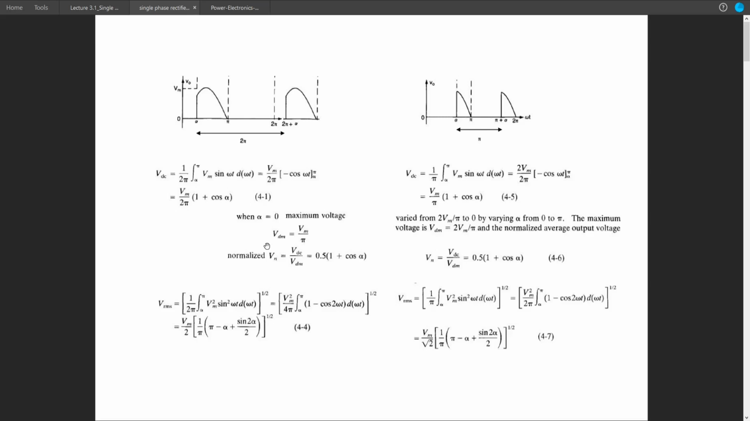If alpha equals 0, we will get the maximum value of this DC signal. So it is the ratio of the DC voltage with respect to the maximum DC voltage. This is the formula for calculating RMS voltage. Again here T is 2π, and the lower limit is alpha and the upper limit is pi. So with this simple equation we can derive the formulas for DC voltage and RMS voltage of a single phase half wave control rectifier.